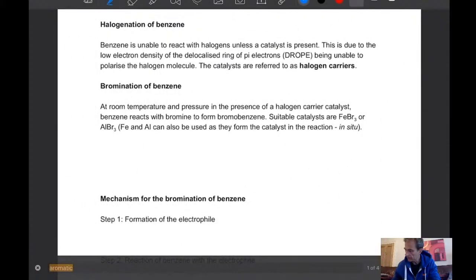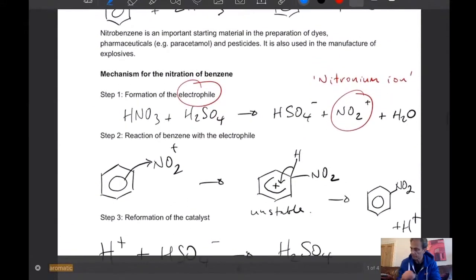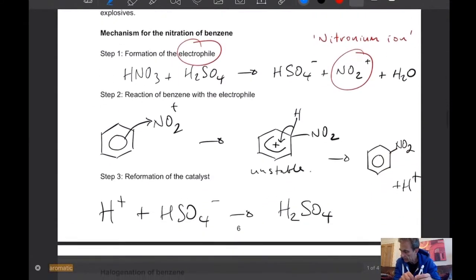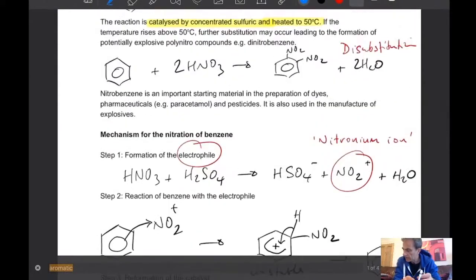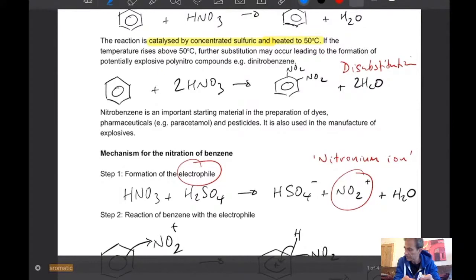So if I go down, the last thing we did was we looked at the mechanism for the nitration of benzene. If you remember, benzene can't react with nitric acid very well, so it needs some help. So the catalyst used is concentrated sulfuric acid, and there's a temperature requirement of 50 degrees C. Remember, if you go higher than 50 degrees C, it will lead to polynitration, so multiple substitutions of nitro groups, and you can form potentially explosive substances. So that's not a good idea.